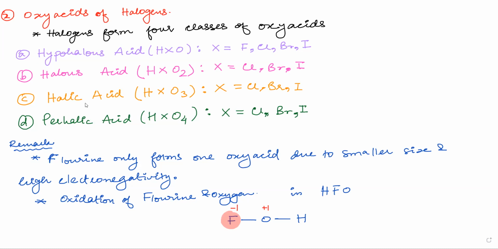Oxygen. Oxygen is more electronegative, right? So if oxygen is more electronegative, we will give -1 to oxygen for this bond and +1 to hydrogen for this bond. Now if we look at the oxidation state of oxygen, it is equal to what? Fluorine is -1. Yeah, oxygen is 0. So this is important. The oxidation state of oxygen in hypofluorous acid is 0.